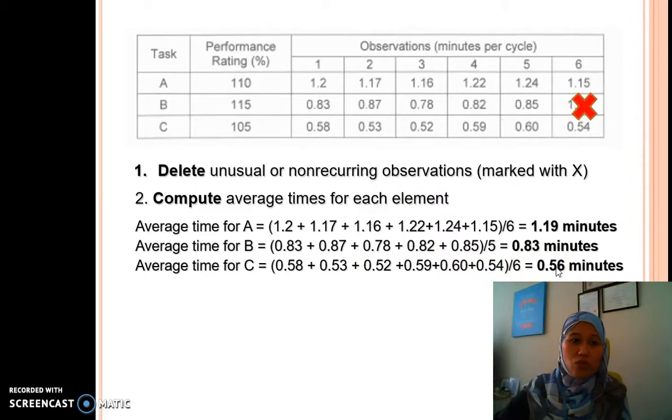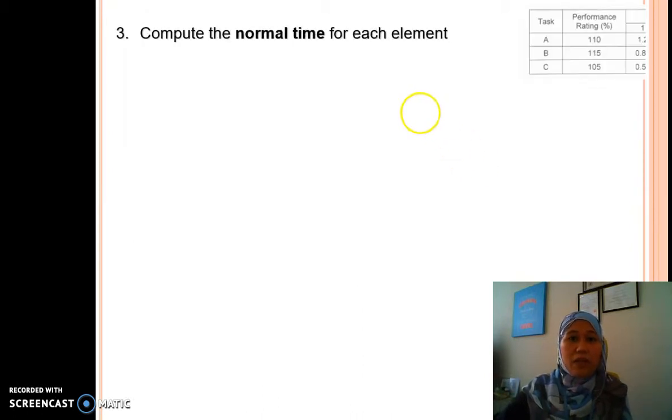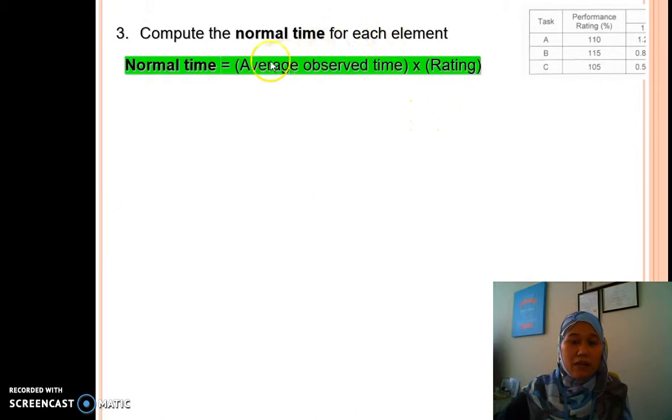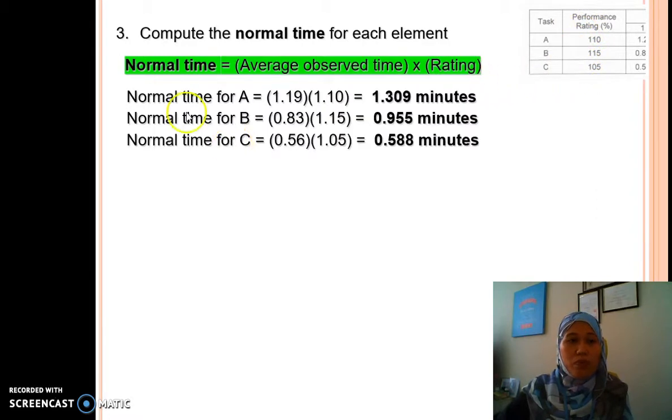Next, we need to convert all the task times into the normal time. And the formula for normal time is the average of the time that we calculated earlier times the rating, which means the performance rating that is given in the table for task A, B, and C. So for normal time task A, we have 0.309. Okay, and for normal time B, we get 0.955, and normal time for task C, we have 0.588.